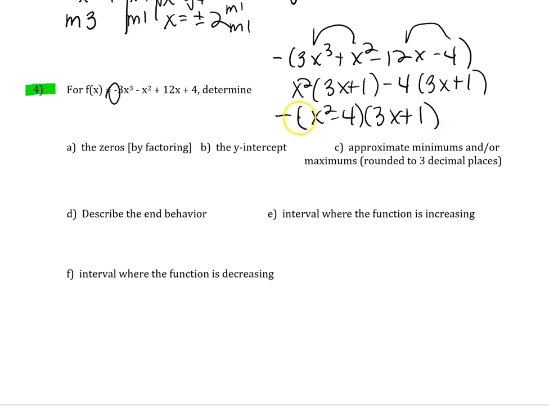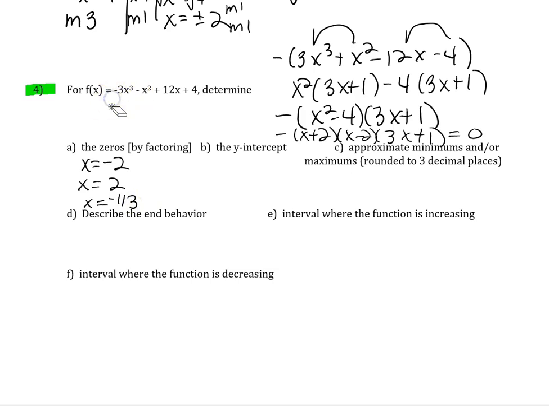Okay, and I'm recognizing that I actually could factor this further. And that's negative x plus 2, x minus 2, 3x plus 1. And that's completely factored. So by completely factoring this and setting it equal to 0, I see 3 zeros: negative 2, 2, and negative 1/3, because I would subtract the 1 and divide by 3. Each with a multiplicity of 1.